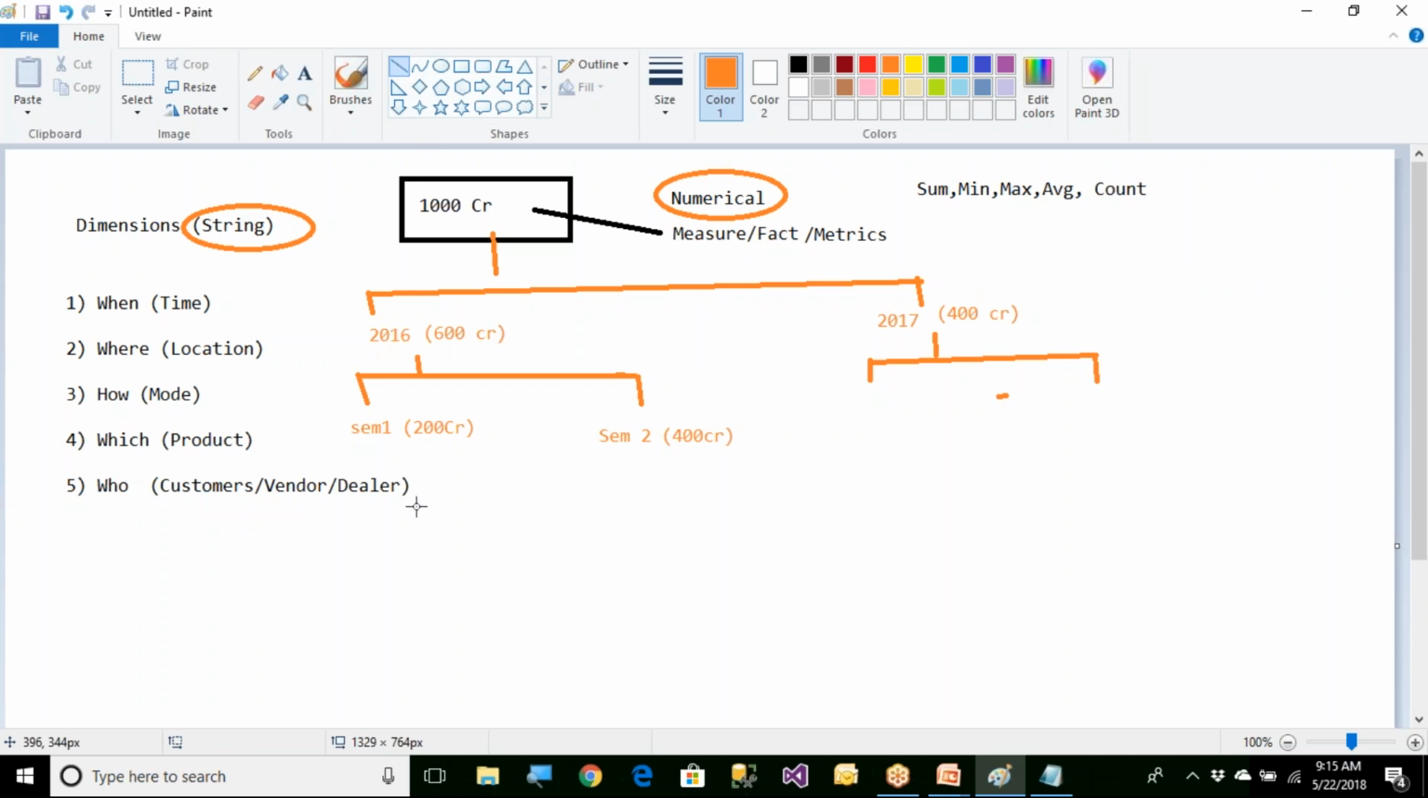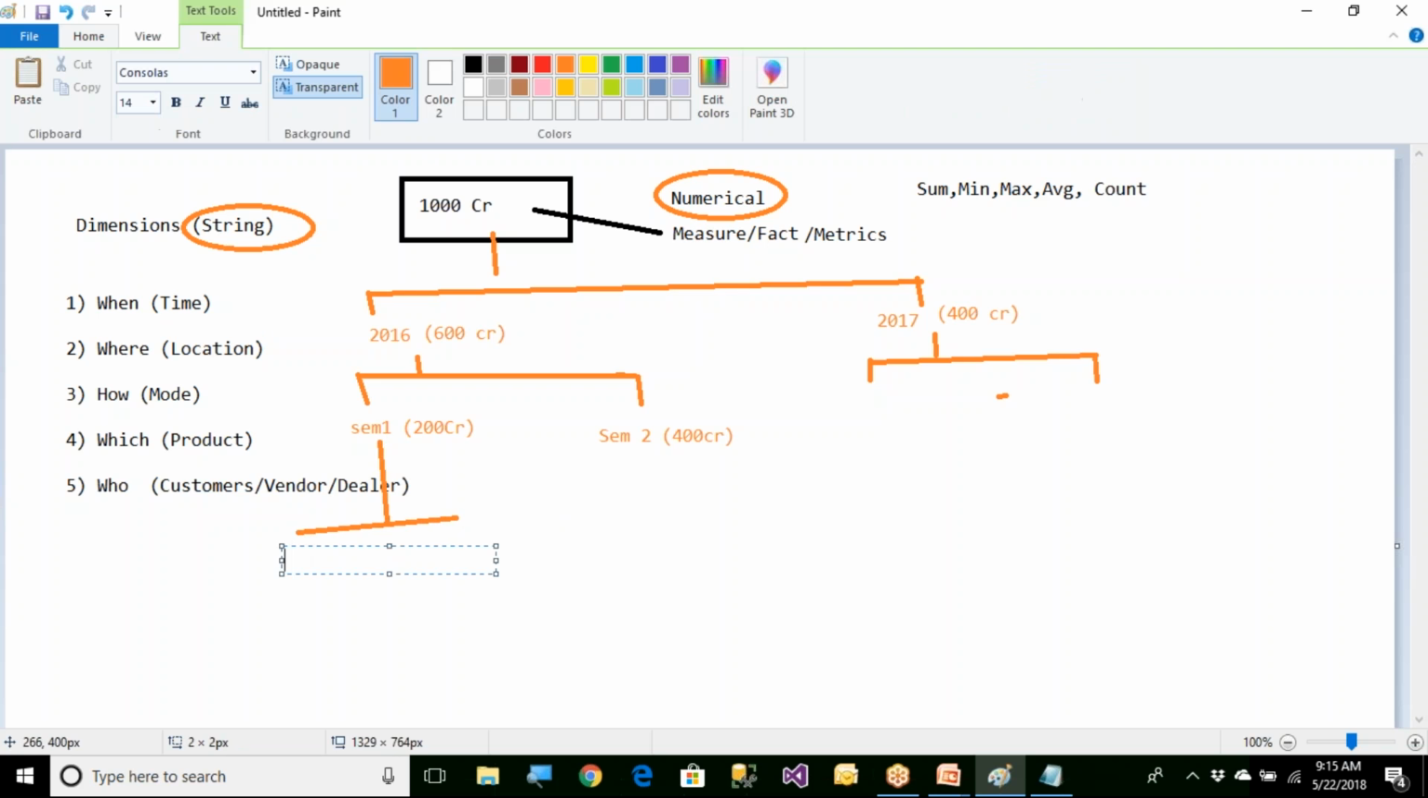In semester 1 they wanted to understand what is the quarter one sales. The next one is quarter one and quarter two, and you have quarter three and quarter four. So they wanted to get the data like this: in quarter one, out of 200, I got 120 crores business happening here, and 80 crores business happened there. So people wanted to understand slowly what business has happened here.